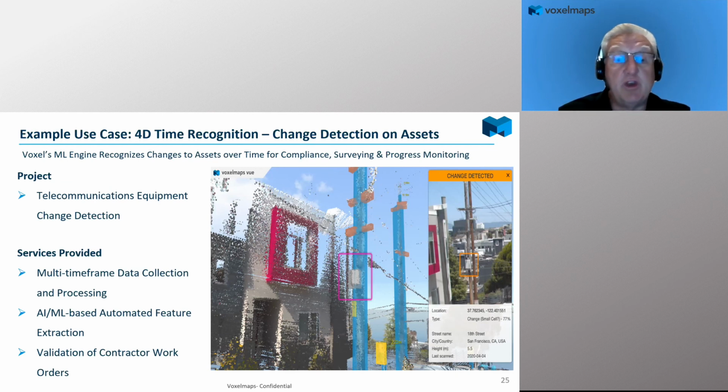And then we used that to validate the contractor work orders and made sure that they were placed on the right assets as well. So in this case, the customer wasn't worried about, if you look at this image, that second pole, right? All they wanted to know was, show me where I have new assets located on what pole. That was it. So an interesting delivery at that point.